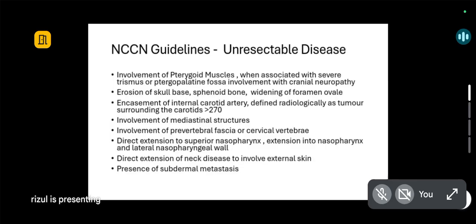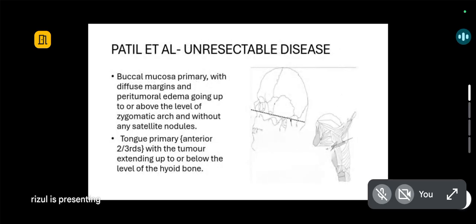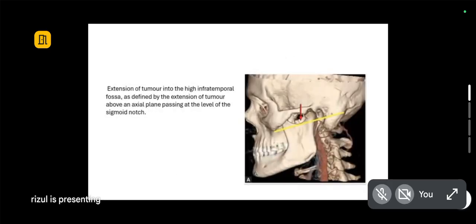and presence of subdermal metastasis. So this is one study by Patel et al. that shows if the disease is a buccal mucosa primary with peritumoral edema going up to or above the level of the zygomatic arch without any satellite nodules, or the disease is a tongue primary but it is extending up to or below the level of the hyoid bone, or if there is extension of tumor into the high ITF, which is defined by the axial plane passing at the level of the sigmoid notch.